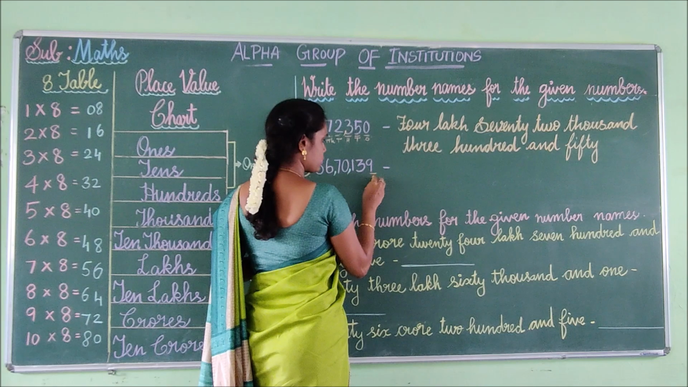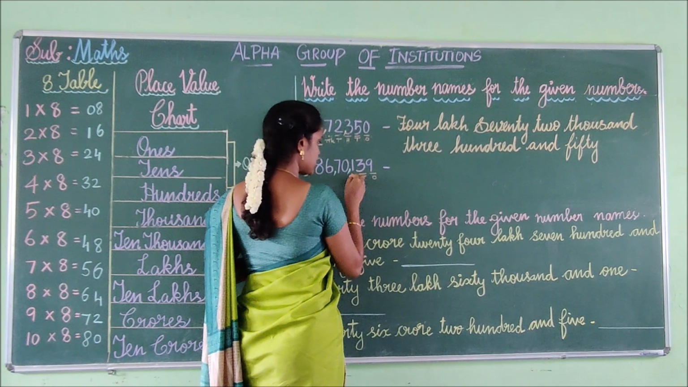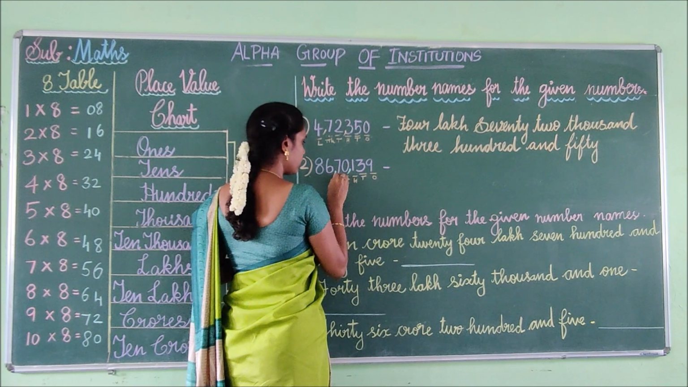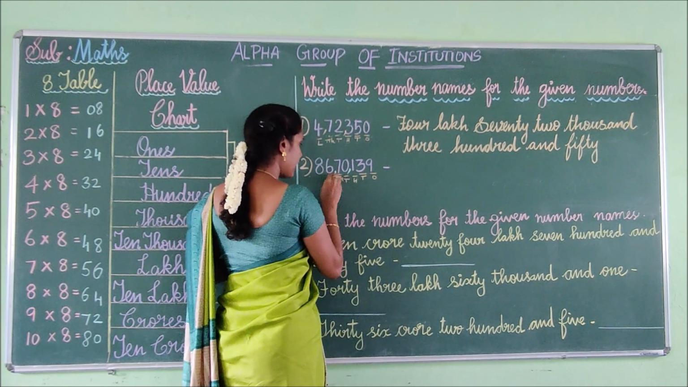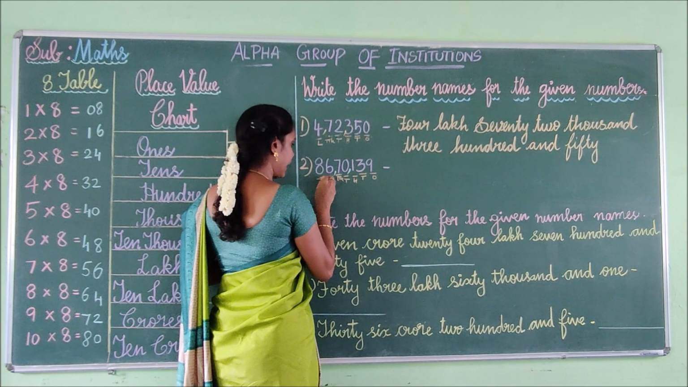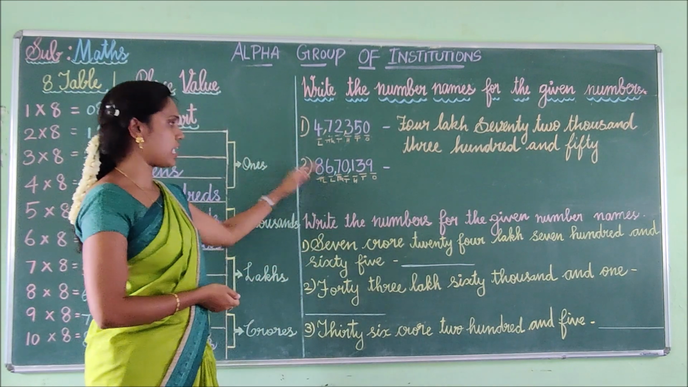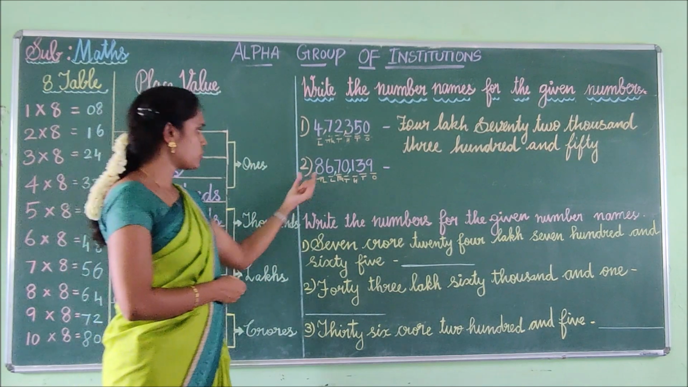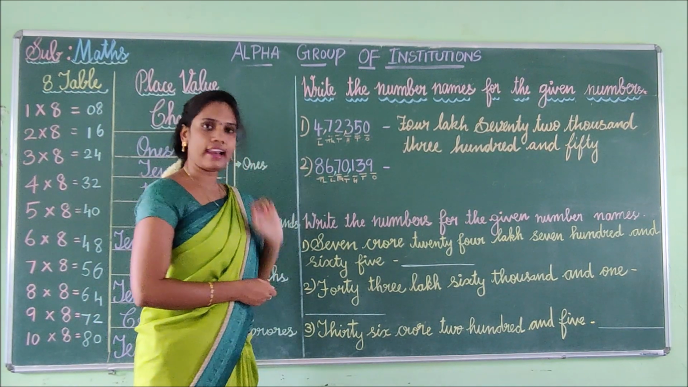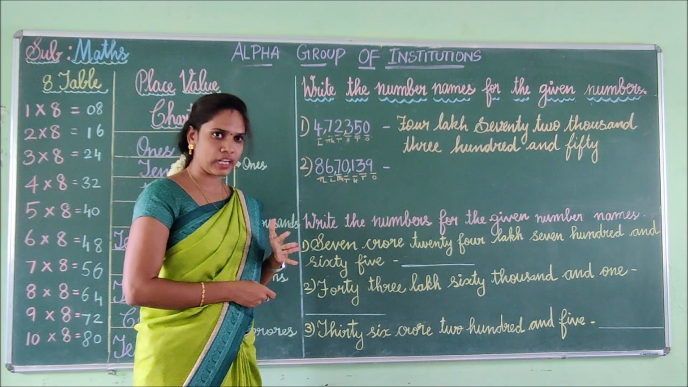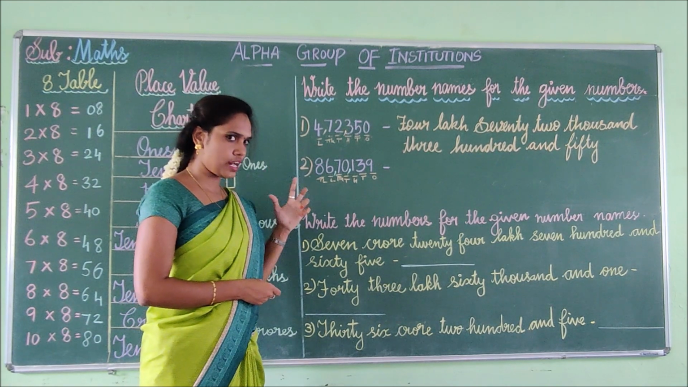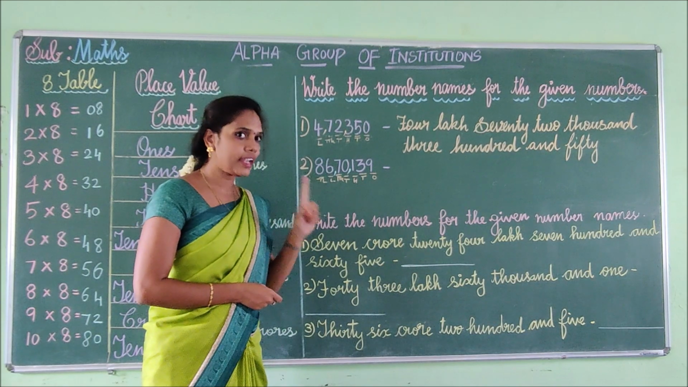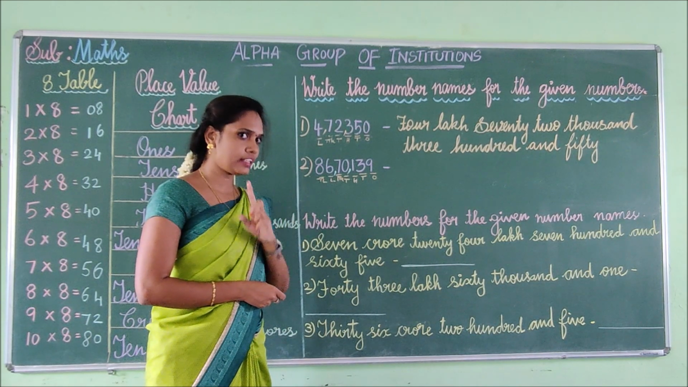See, this is ones, tens, 100, 1,000, 10,000, lakh, 10 lakh. So this number starts from 10 lakh, children. So how can we write now? This comes under the lakhs place. So how can we start the numbers? You have to start the number 86 lakh. You should not start 10 lakh. Understand? Keep that in your mind.